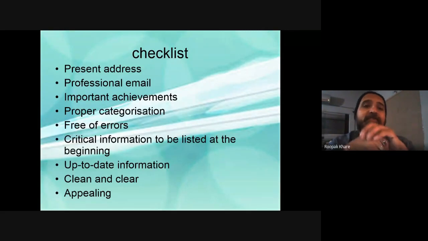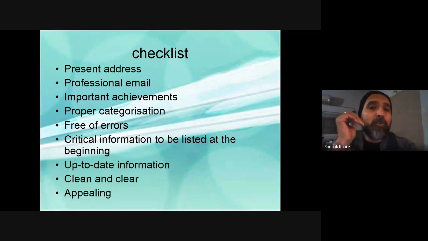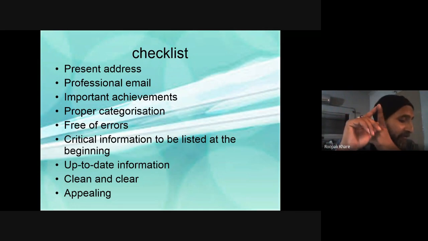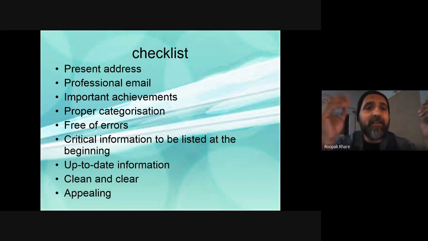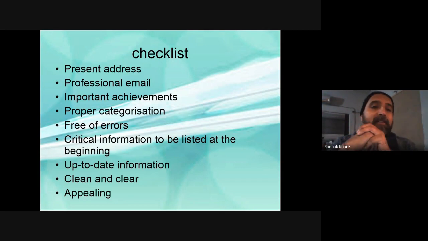Let us have a checklist of what a good resume should contain. Have a look at this checklist. The first one is your present address, currently where you're living. Two, a professional email. Now, what do we mean by a professional email? I will explain it in coming slides. But the email ID that you have should be presentable, decent, official. That is important. I'll give you some examples in coming slides.